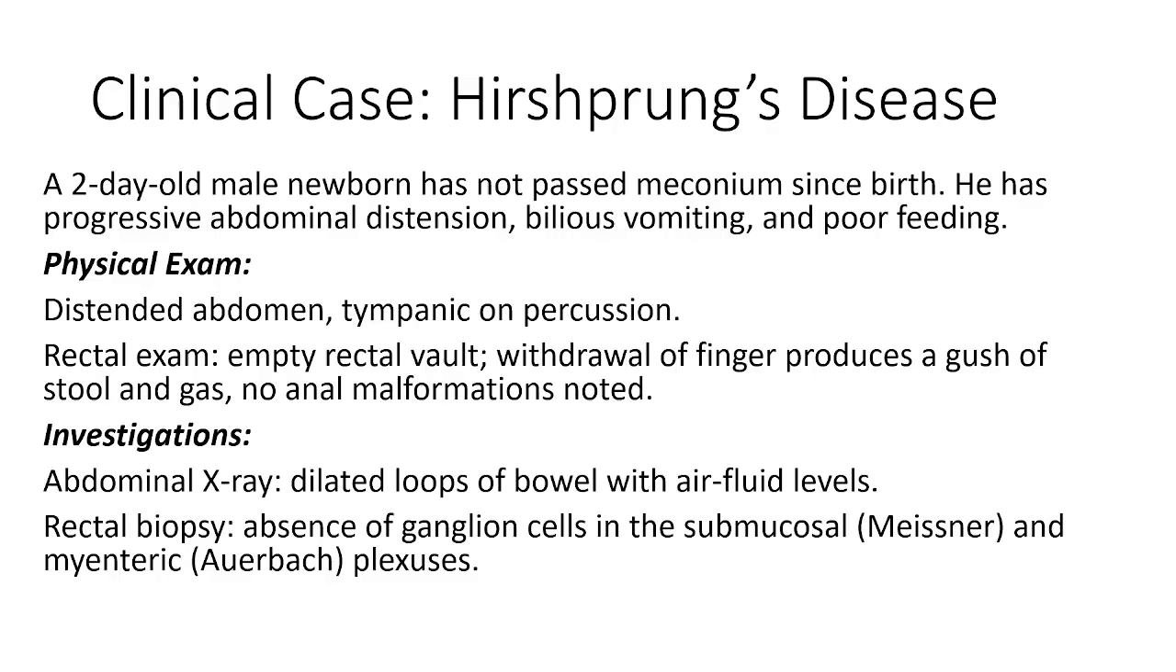A rectal exam shows empty rectal vault. A withdrawal of finger produces a gush of stool and gas. No anal malformations found. Abdominal X-ray shows dilated loops of bowel with air fluid levels. A rectal biopsy shows the absence of ganglion cells in the submucosal and myenteric plexuses. And this is actually the golden standard of diagnosis, rectal biopsy. Golden standard of diagnosis for Hirschsprung's disease.